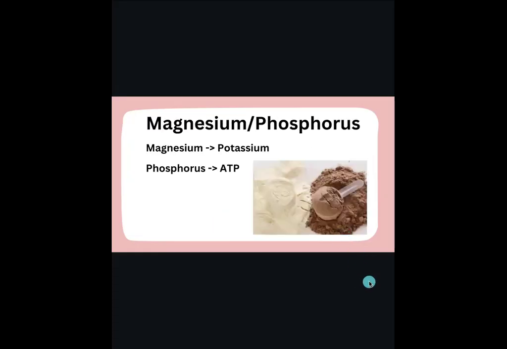Okay, so briefly, magnesium and phosphorus. Magnesium is essential for potassium absorption. So if somebody has low potassium and low magnesium, you're going to give magnesium first so that the potassium can be absorbed. Hypo- and hypermagnesemia manifest similarly to calcium, so you'll know those. And then phosphorus is taken in with protein and it's essential for ATP production.